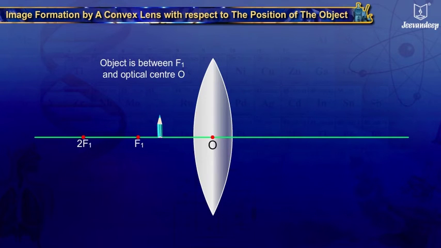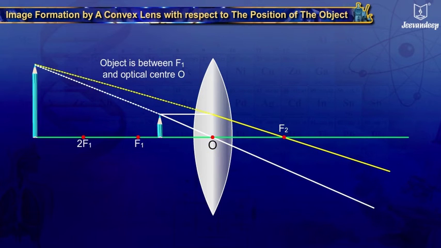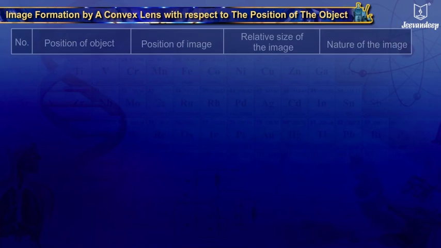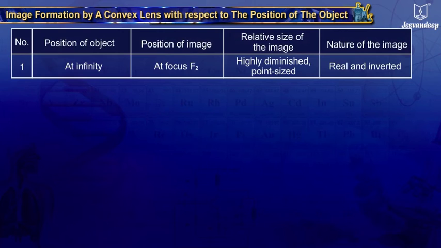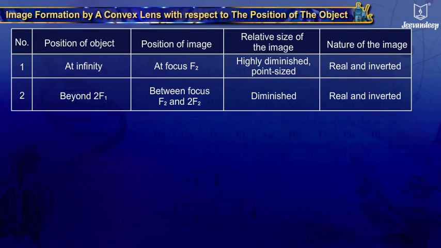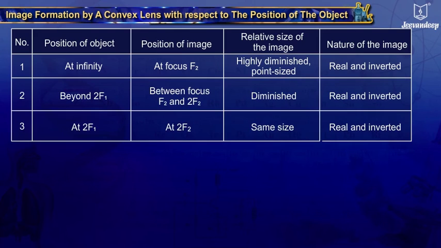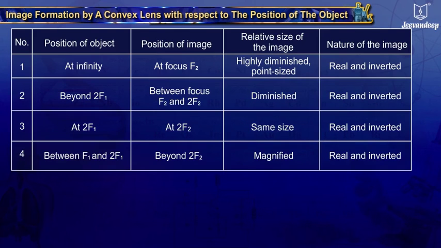When the object is between the focus f1 and the optical center O, the image is formed on the same side of the lens as the object. The image is magnified, virtual and erect. The table shows the position, relative size and nature of image formed by a convex lens for various positions of object.